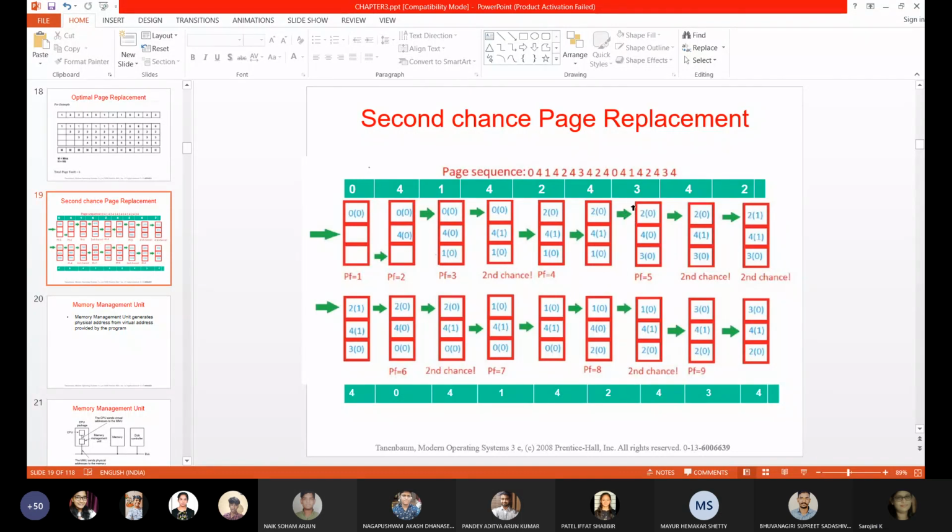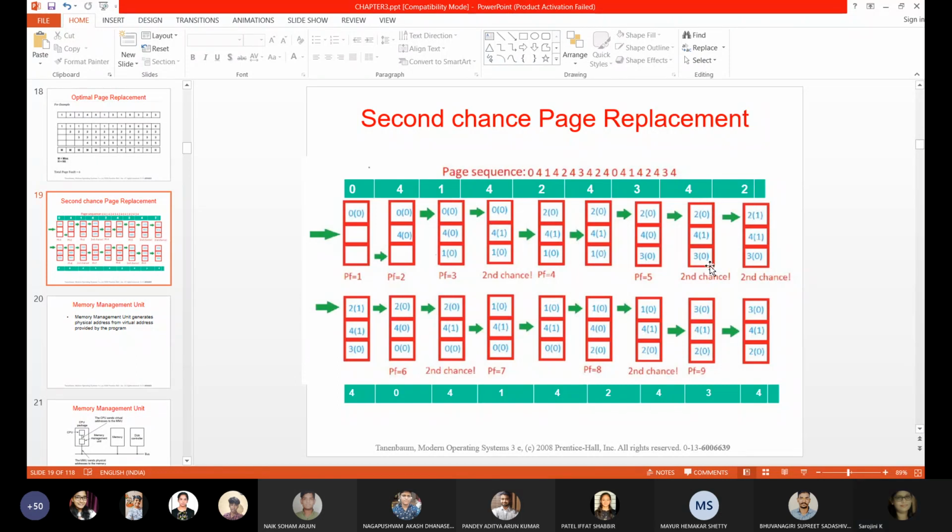Yes, ma'am. Okay. Now page number 4 comes. Page number 4 is already there in the main memory. Okay. And its reference bit is 0. So only the reference bit will be changed. The pointer will not move. The pointer will be as it is. So now this is the status of the main memory.